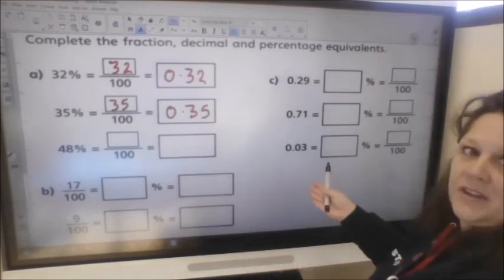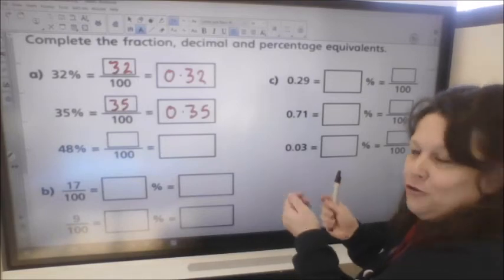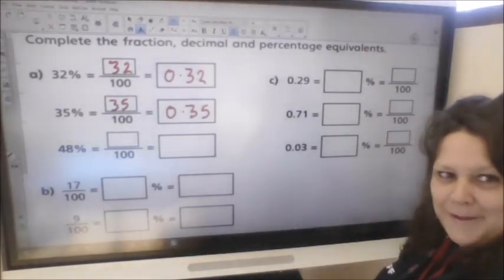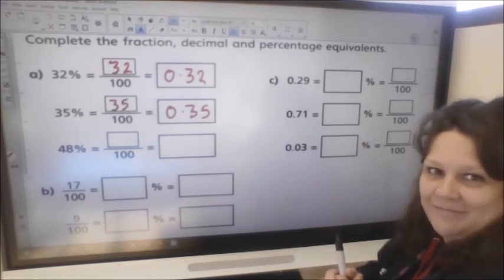Over here you've been given the decimal, so you're going to convert it by multiplying by 100. So you get the percentage and then you can put it as a fraction. Okay, so pause the video, have a little go at these. Off you go.